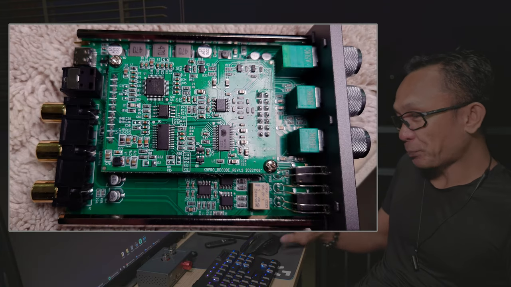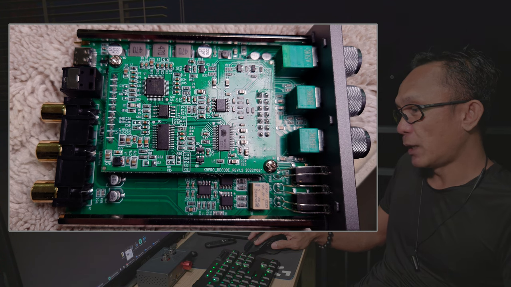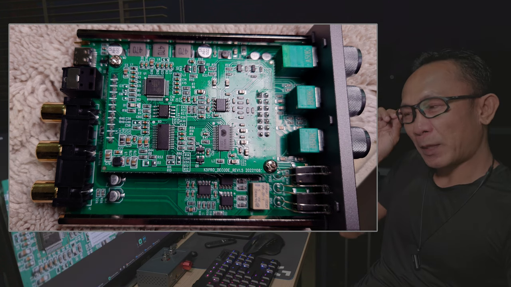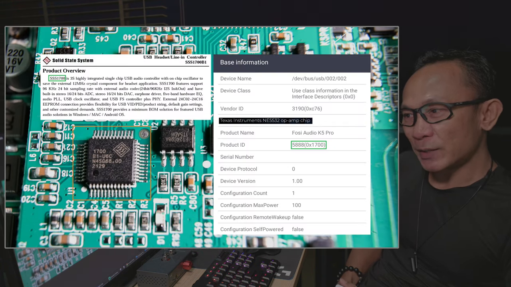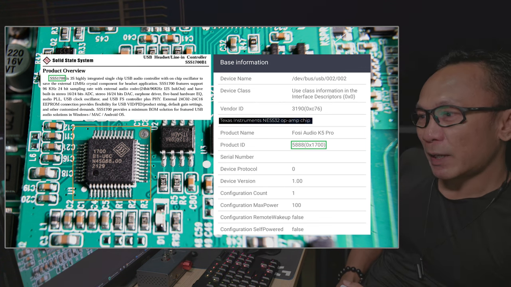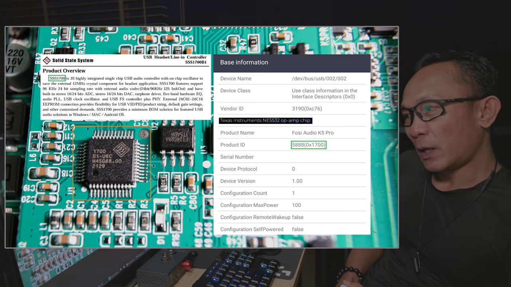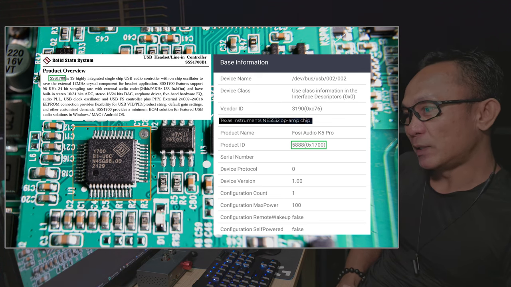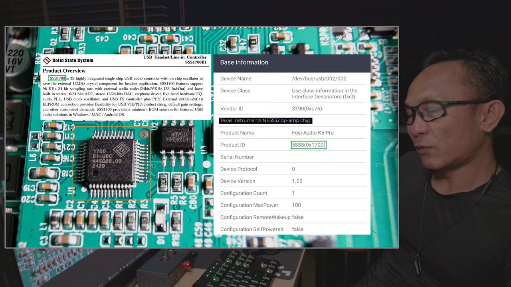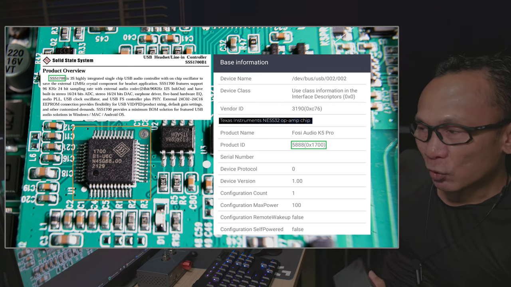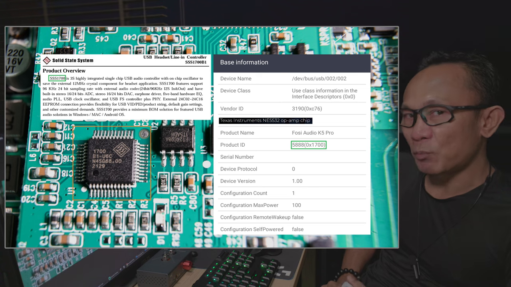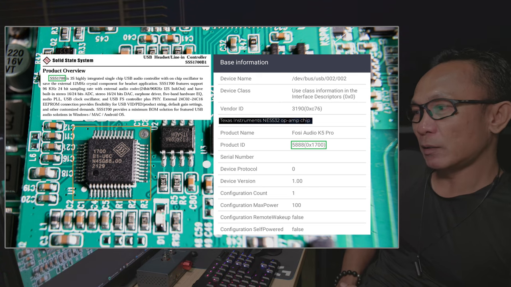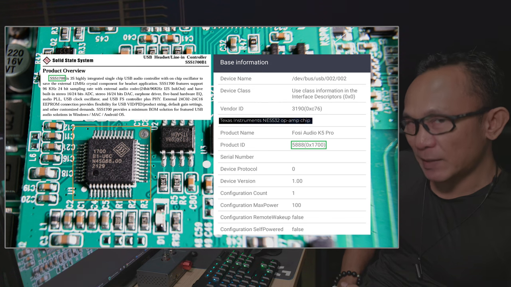As you can see here, this K5 Pro is in fact built on a DAC chip which is not familiar to me. It is named Solid State System, and the version itself is SSS1700. And true enough, when I checked using TTGK, the product ID was listed there as 5888-1700. So if you look at the specification there, this is a 24-bit DAC with a limited frequency up to 96 kilohertz.